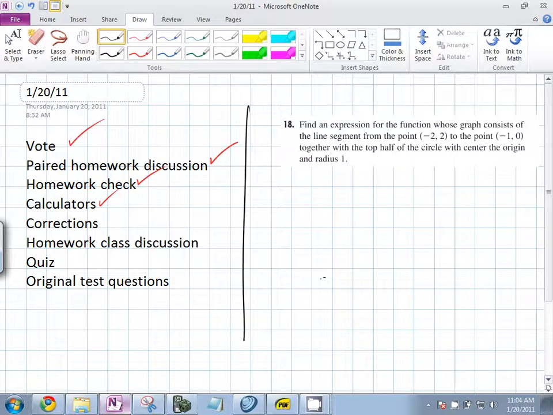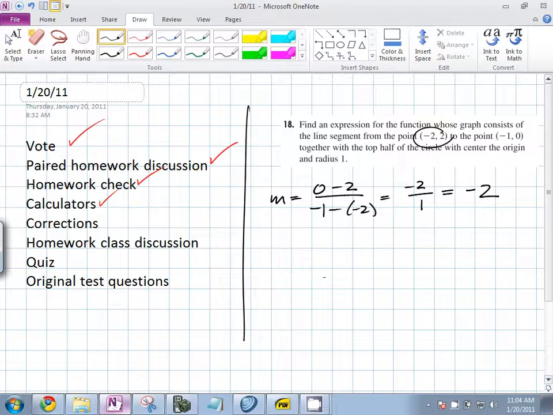You're pretty good at that. So you have 2 points: 2, 2, and negative 1, 0. You need the equation of the line that passes through those 2 points. What do you usually find first? Slope. So the slope is going to be 0 minus 2 over negative 1 minus what? Negative 2. So it's going to be negative 2 over 1, which is negative 2. Careful with those minus signs. We now have a slope.